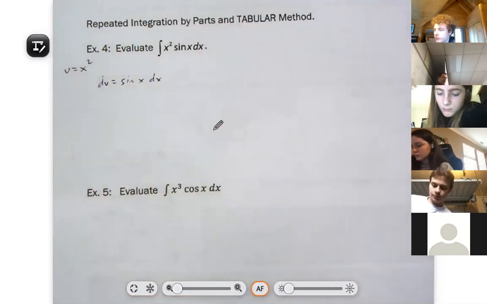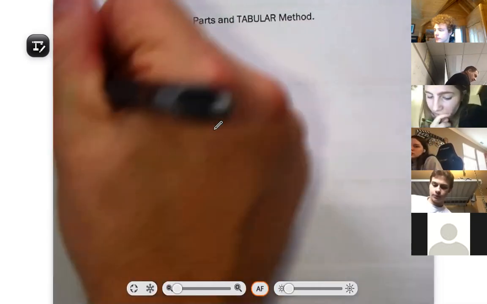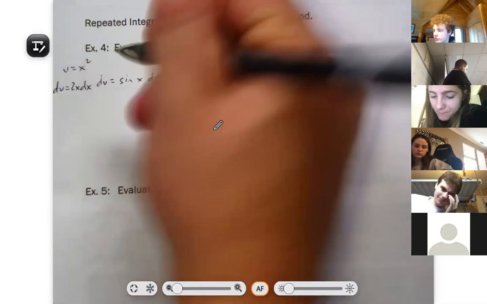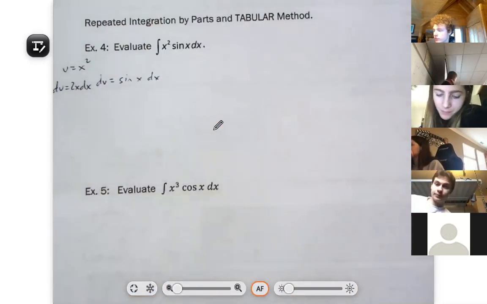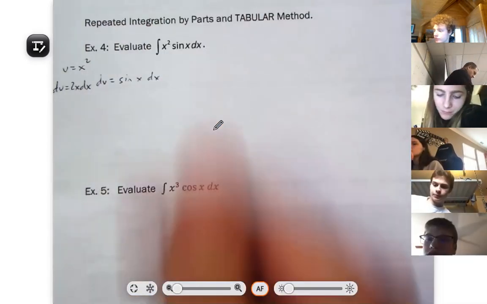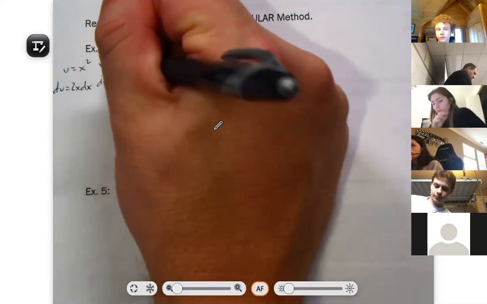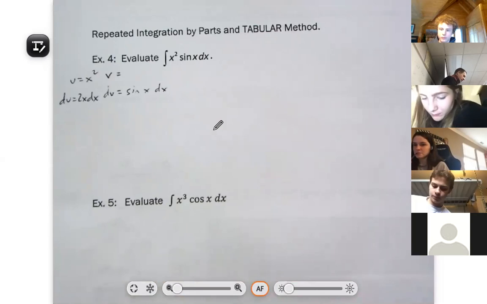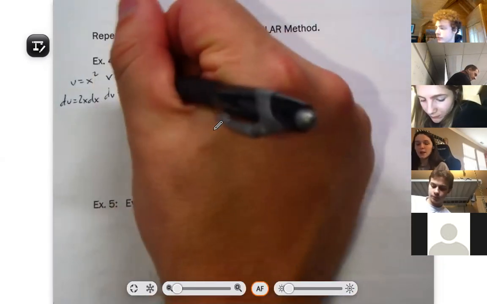Differentiate the left side, integrate the right side. So du is 2x dx. Going backwards, v, well, we're integrating sine, so be careful here. Just watch out for your signs. When you integrate sine, you get negative cosine.